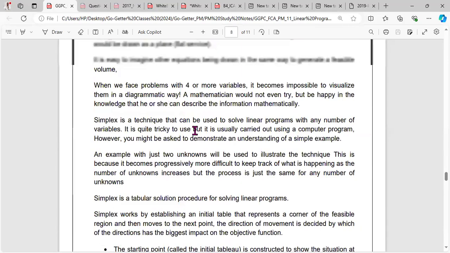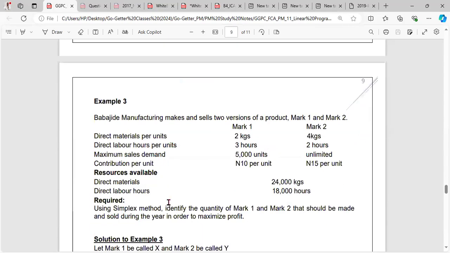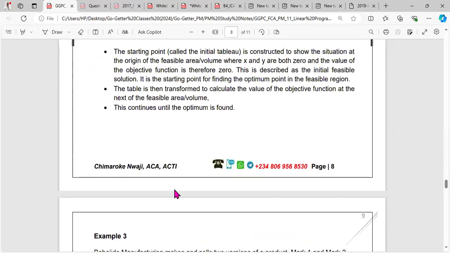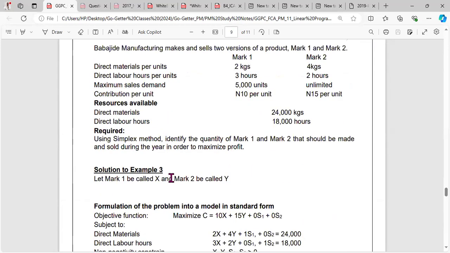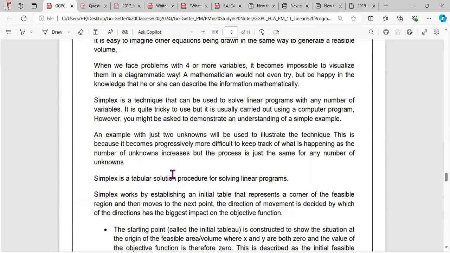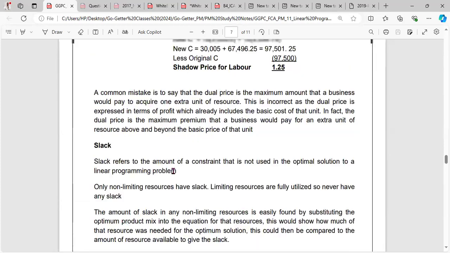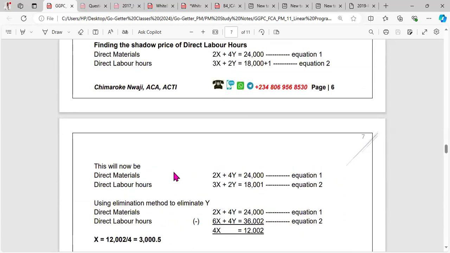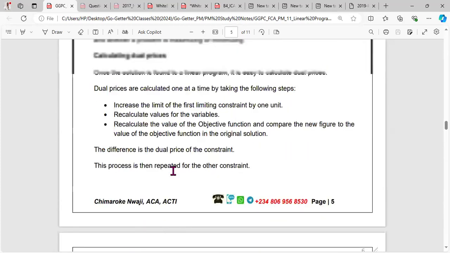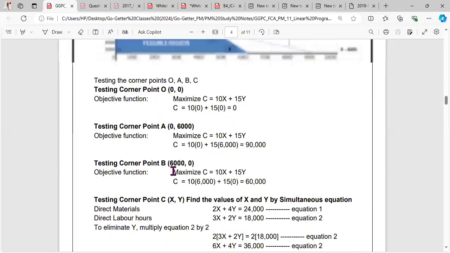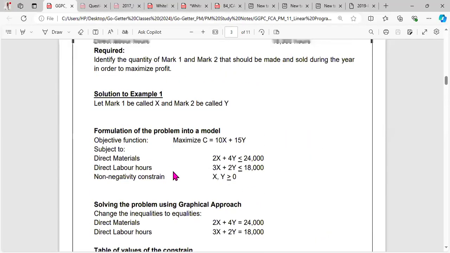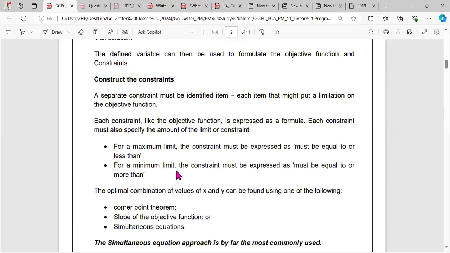So this example 3, we used the simplex method. You can also use the graphical method. We did it there. Use the graphical method to test the simplex method. You can also use the simplex method to test your graphical method. So these are some of the things you stand to gain.